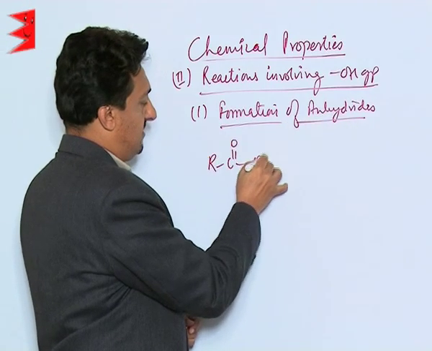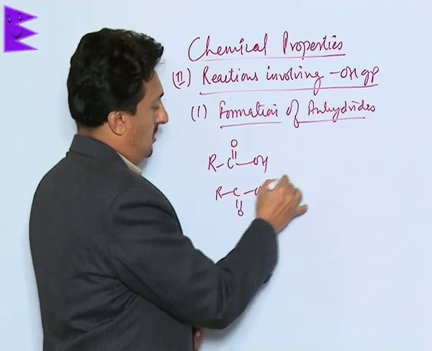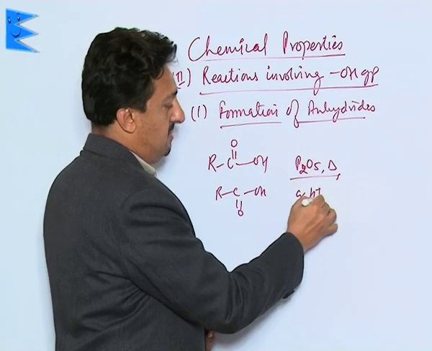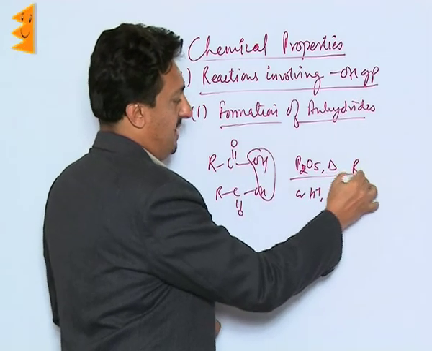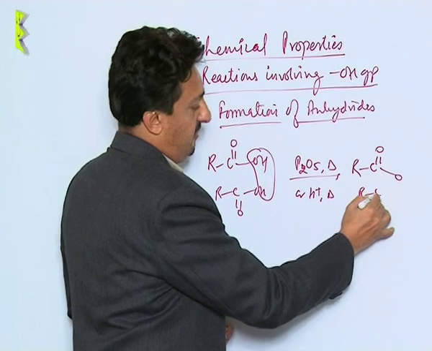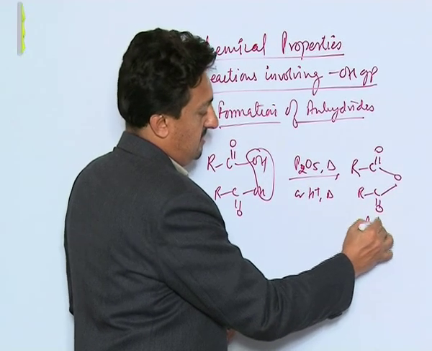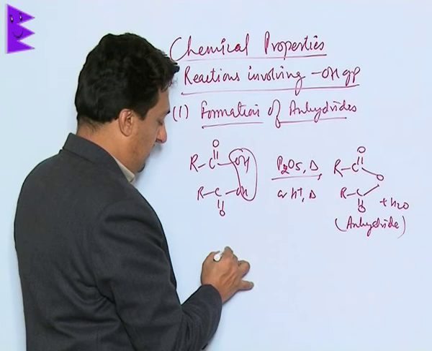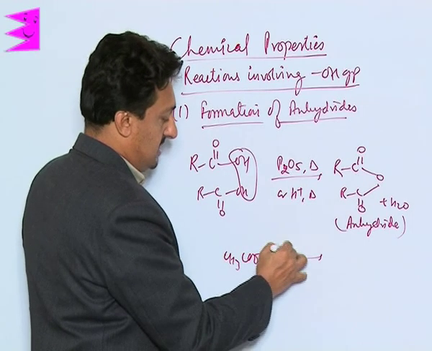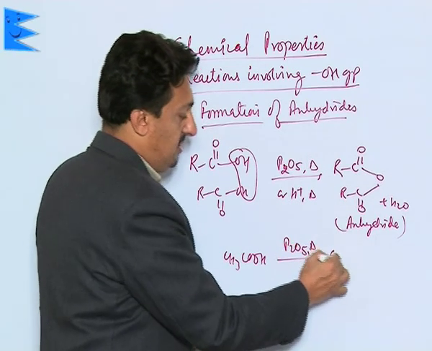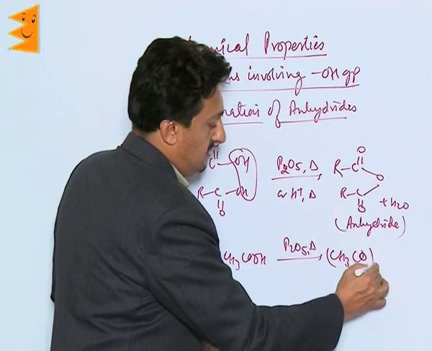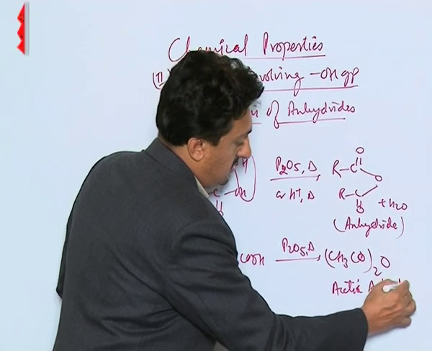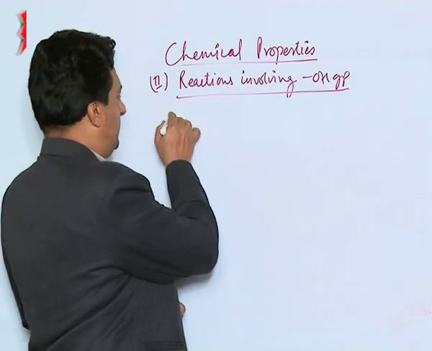Any carboxylic acid, when heated with P2O5 or in acidic medium, undergoes loss of water, and this results in the formation of anhydride, plus water. So if we have acetic acid and P2O5, which is a very good dehydrating agent, it gives us acetic anhydride.